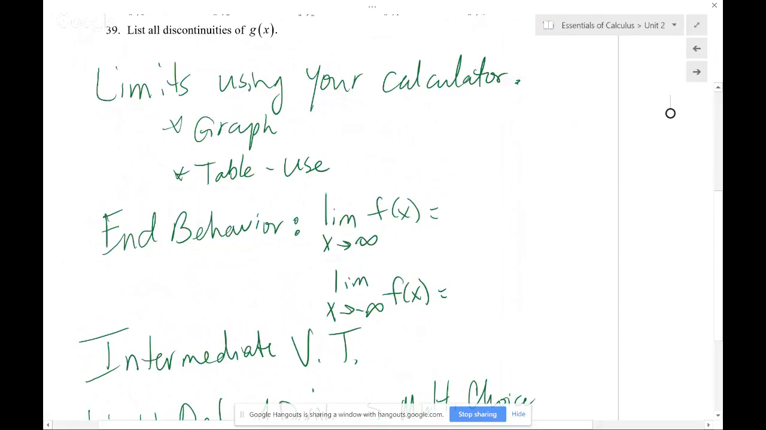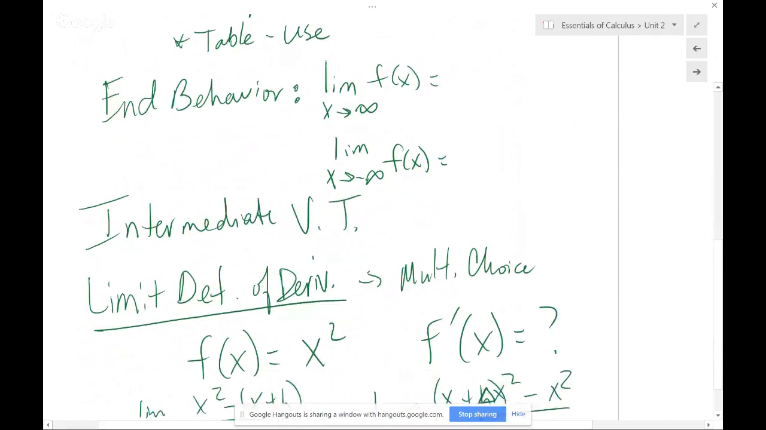But if you're looking at just the limit, you're going to want to put the whole function in there, and then look at the table and see what that value approaches, what the y value approaches on your table as you get closer and closer to that x value. So there's a couple of problems on the exam for that.